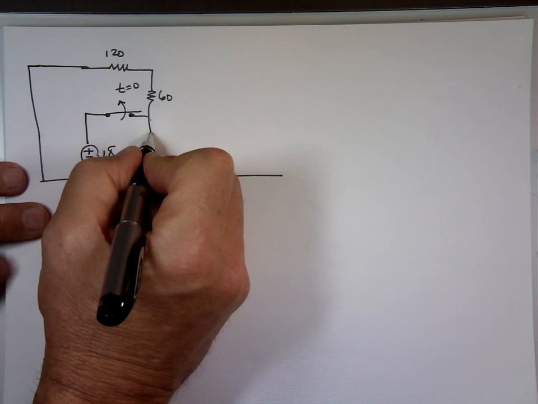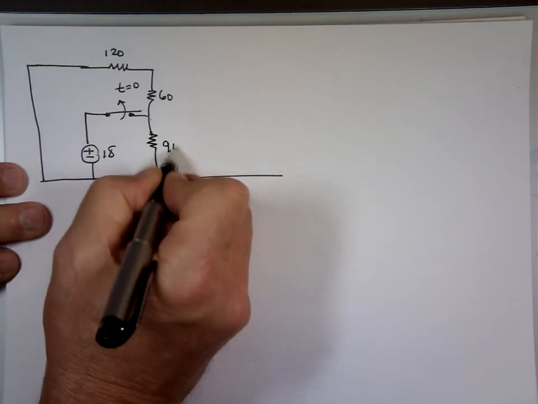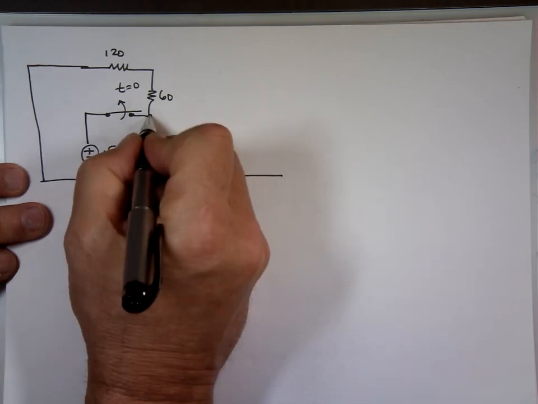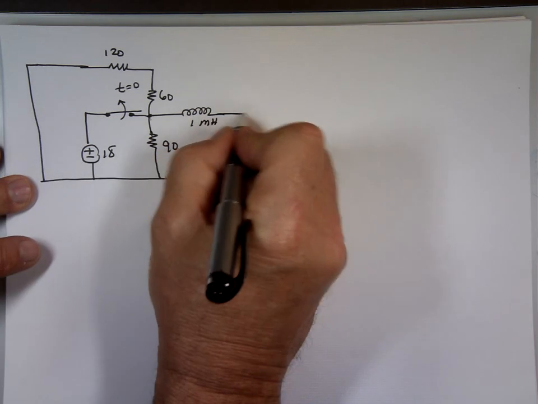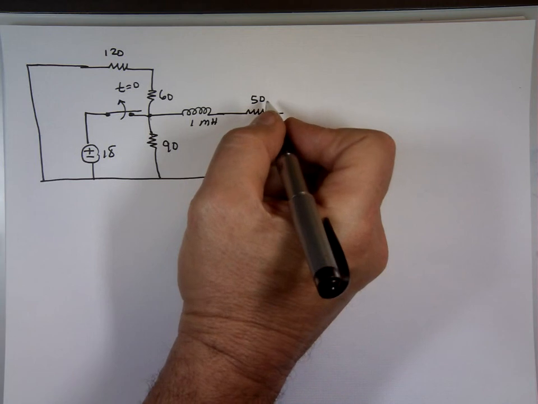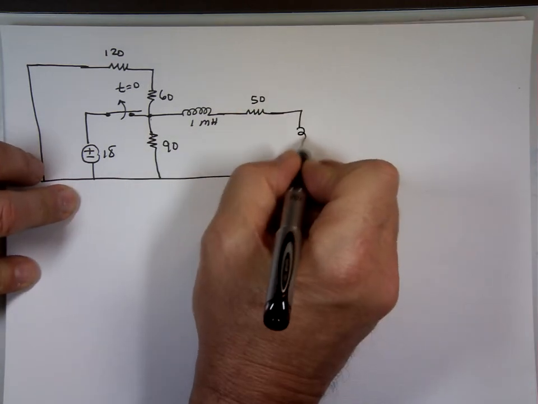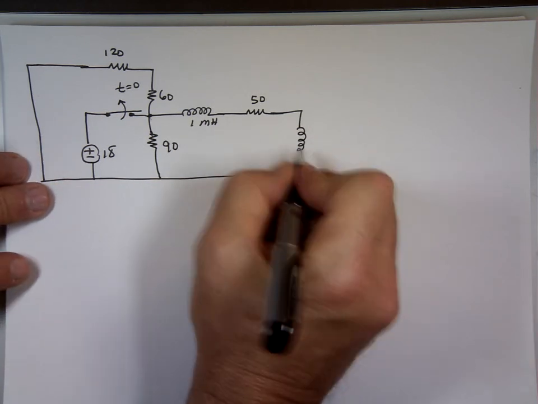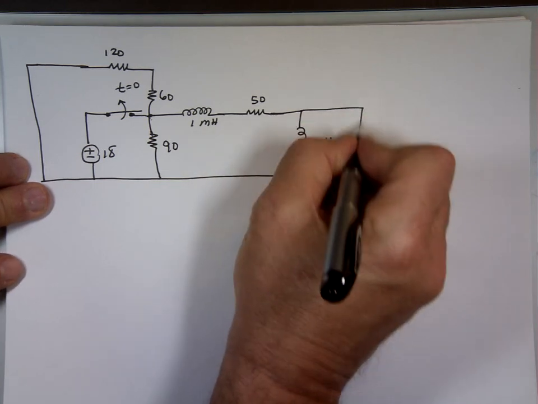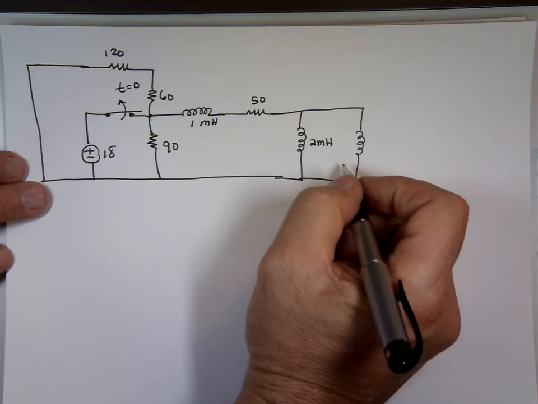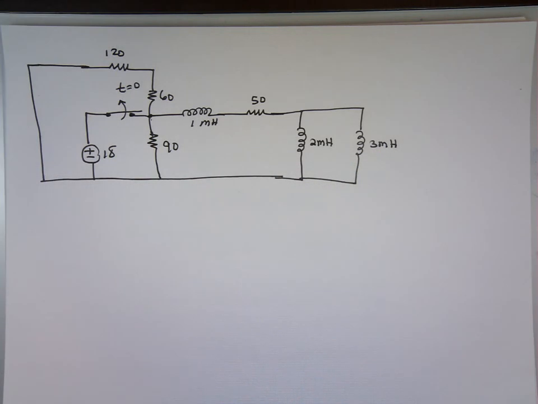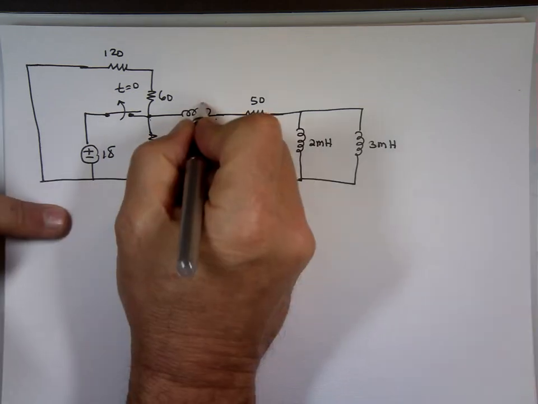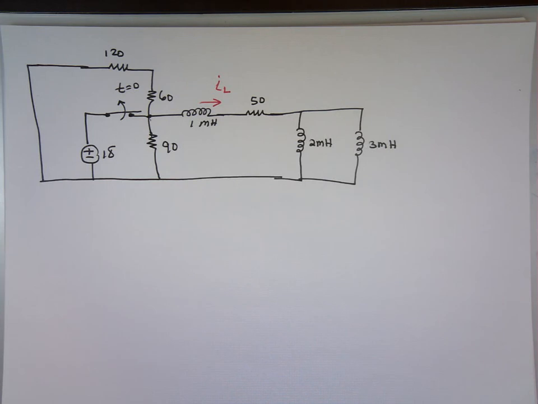90 ohms here. 1 millihenry inductor here. Another 50 ohm resistor here. Another inductor here of 2 millihenry. And finally one more inductor right there of 3 millihenry. It's really not a big deal because you can combine a lot of these. And the question for that is, can you tell me what the current through this, I sub L, is as a function of time? That's what we're looking for. Find I sub L.